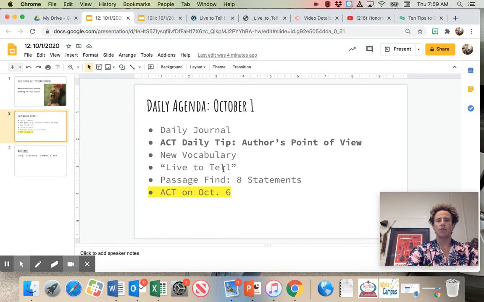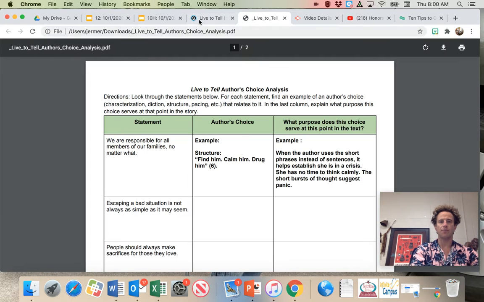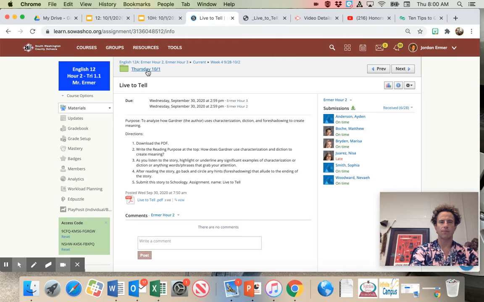Live to Tell. We're going to finish up the story. We're going to read it the second time today. You're going to be working with theme on Friday. Tomorrow, we're going to have a short video for you to watch, but you're going to practice that today. So today you had those 8 statements. You're going to find passages that relate to those statements. So I'm going to go over that. That's our only activity, is looking at Schoology.